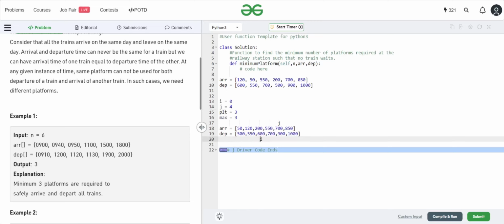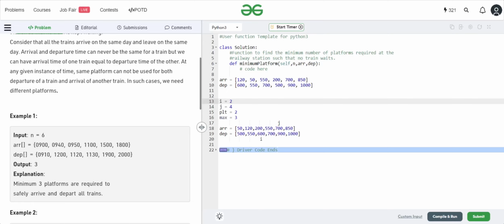Since it is lesser, we're just going to increment this and reduce the number of platforms over here. Since we reduce the number of platforms, we're just going to make this a 2. Which basically just signifies that there will be a platform available when this train arrives. So we don't need an extra platform for this.